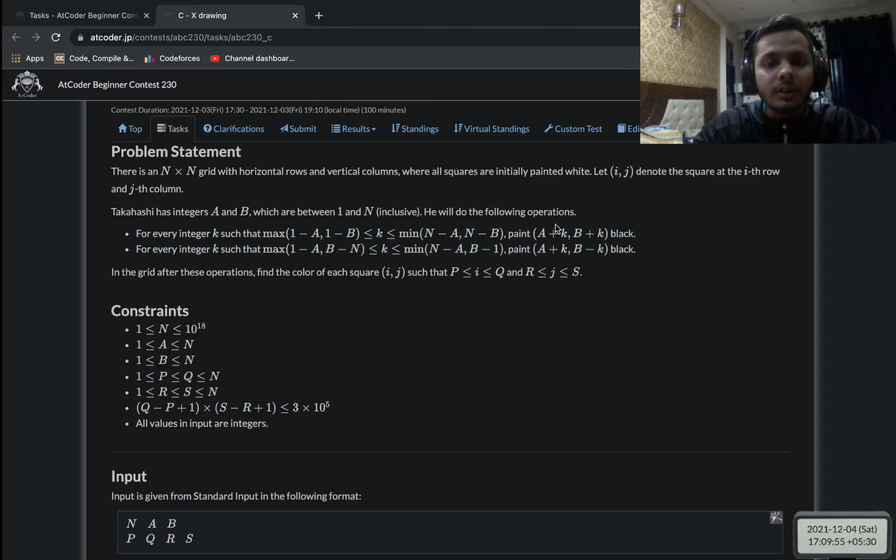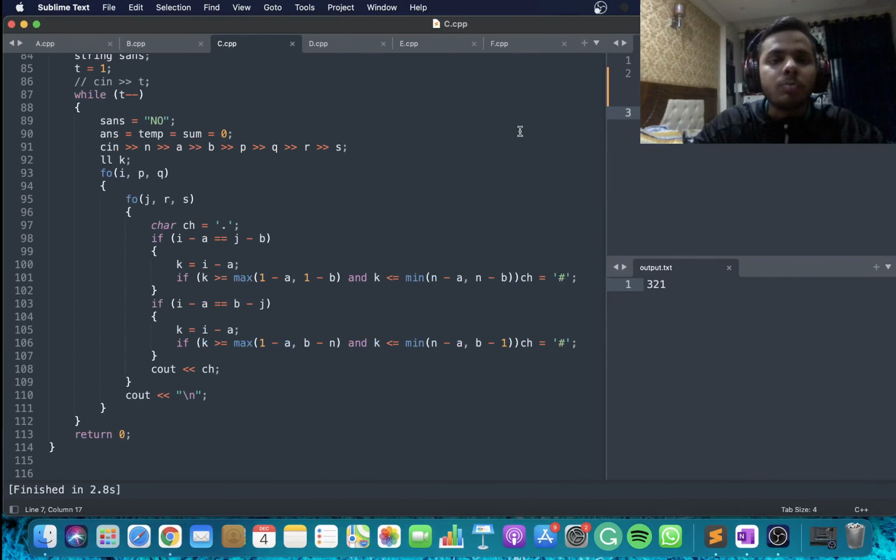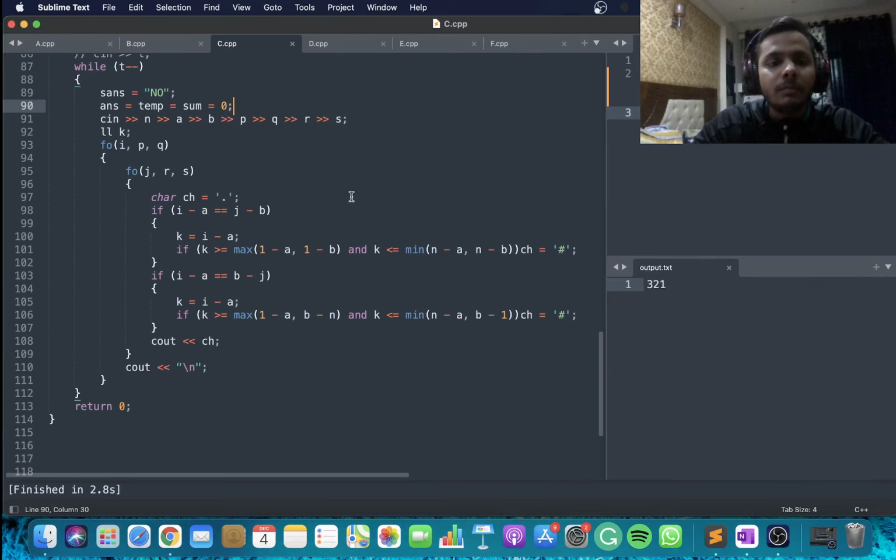Why? Because if there exists a k such that a plus k is equal to i and b plus k is equal to j, and k lies in this particular range, then essentially it's painted black. And in the second case, if there exists a k such that a plus k is equal to i and b minus k is equal to j, and k lies in this particular range, then again it has to be black. And if both of these conditions are false, then it has to be white, right? So yeah, that's what you have to do in this problem.